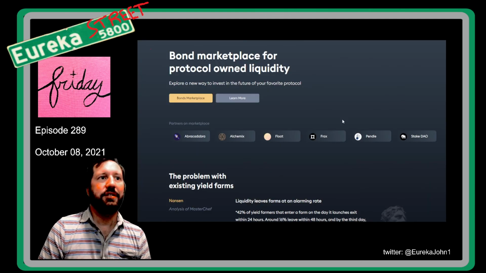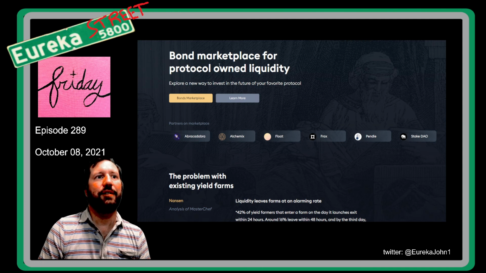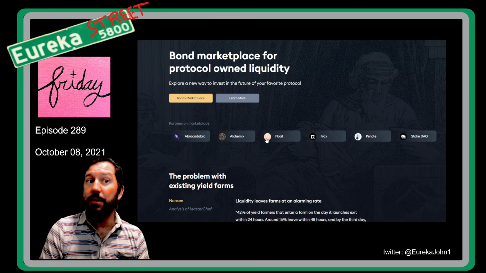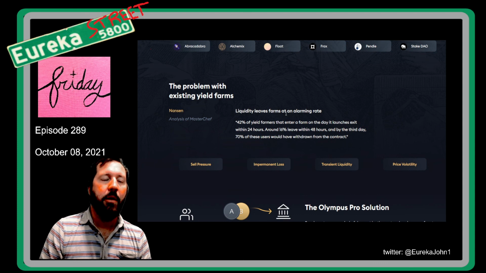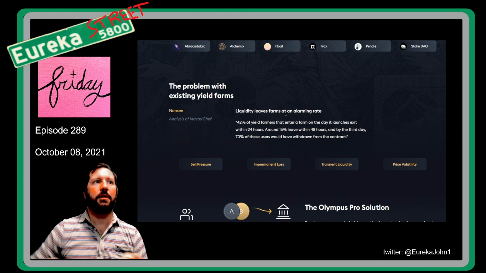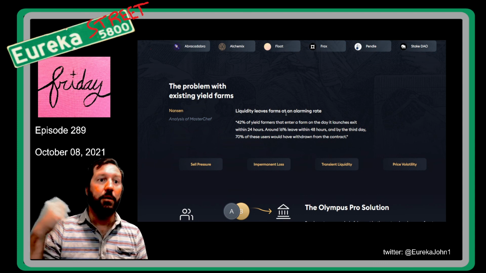And there's been a lot of interest in this bond marketplace for protocol-owned liquidity. Explore a new way to invest in the future of your favorite protocol. There's the bonds marketplace for Abracadabra, Alchemix, Float, Frax, Pendle, Stake DAO. A problem with existing yield farms: liquidity leaves farms at an alarming rate. So if you see some yield farm and you're like, yeah, I'm gonna go be a yield farmer, then you get rug pulled.